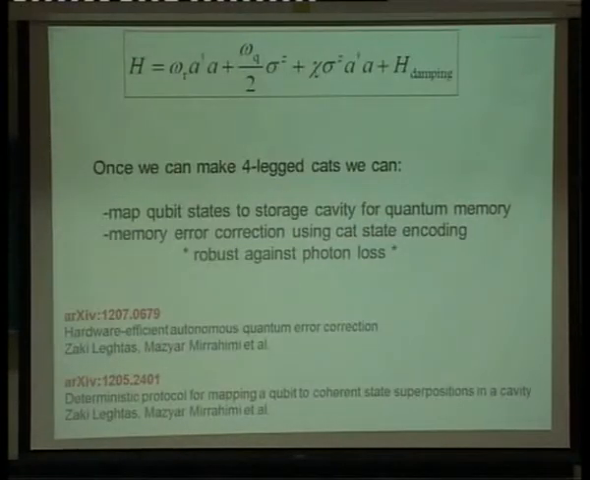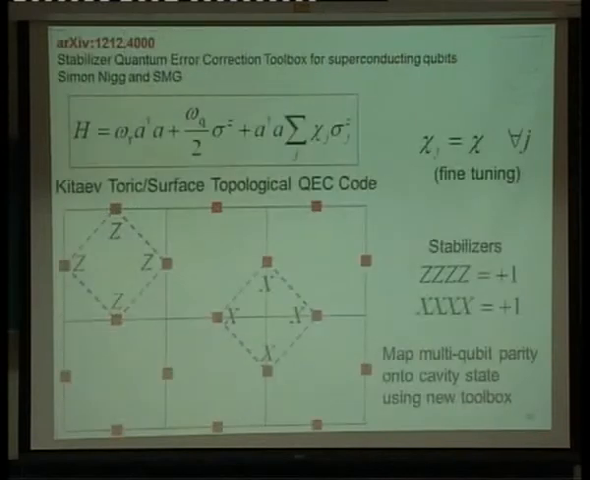So once you can make these four-legged cats, you can do this amazing trick that these guys thought up of: mapping the qubit state not onto just a single cat, but a four-legged cat in such a way that if the quantum memory ever loses a photon, and you get a minus sign here, you also get a minus sign here, and you can reconstruct the state of the qubit even if you've lost photons. It's a very clever idea. And so it's a kind of error-correcting quantum memory, which is robust against photon loss.